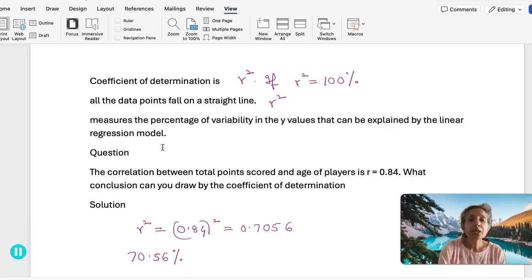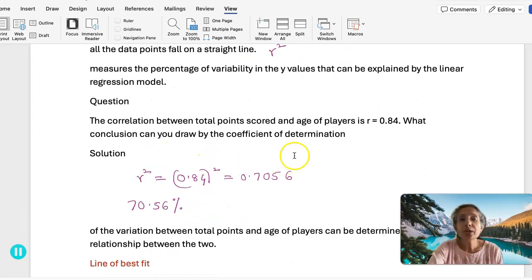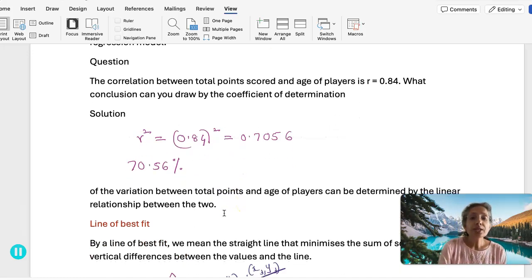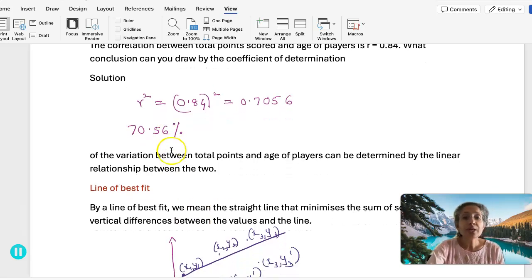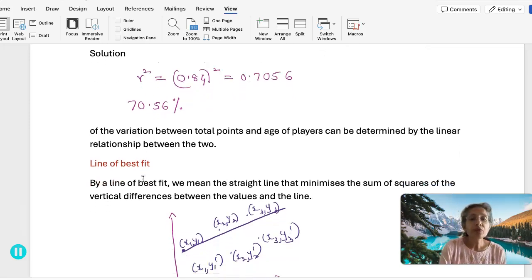So coming to a question, the correlation between total points scored and age of players is r equals 0.84. What conclusion can you draw from the coefficient of determination? So r is 0.84, so the coefficient of determination r squared will be 0.84 squared, that is 0.7056, which is 70.56%. We usually write it as a percent. So you can say that 70.56% of the variation between total points and age of players can be explained by the linear relationship between the two.